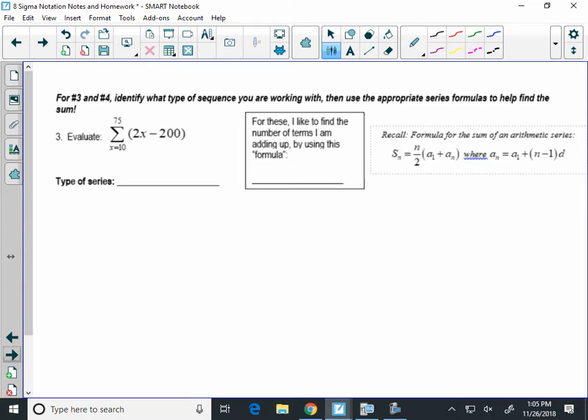So before we can move on, we have to decide what type of series this is, arithmetic or geometric. You look at the equation here, 2x minus 200. It's an arithmetic pattern. So this is an arithmetic series. Right underneath this problem, I'm giving you the two formulas we could use: the S sub n, which is the series formula, and A sub n, which is the sequence. Both of them you can use here. But since we're adding things up, I would focus on the S sub n formula. That's for sums and series.